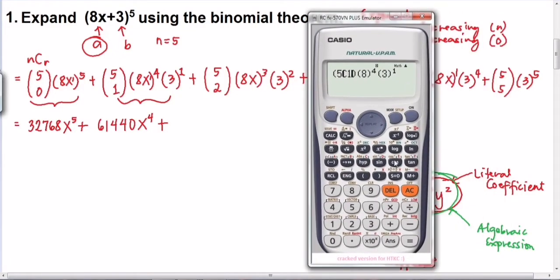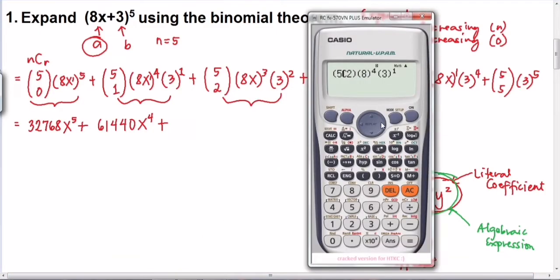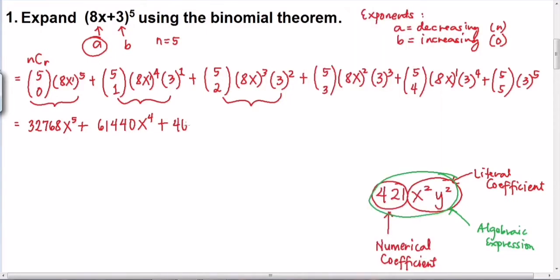So, 5C2. Ito na tayo, guys. Ayan. So, 5C2 and then 8 raised to 3. Tapos, 3 raised to 2. So, papalitan lang natin yung mga exponent, kasi same lang naman yung numbers ng A and B. So, 46,080. And then, ang literal is x raised to 1 raised to 3. So, 1 times 3 is 3. So, x cubed. Okay? Next one, plus.